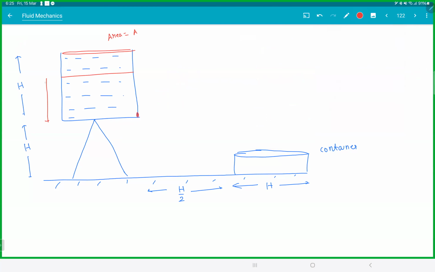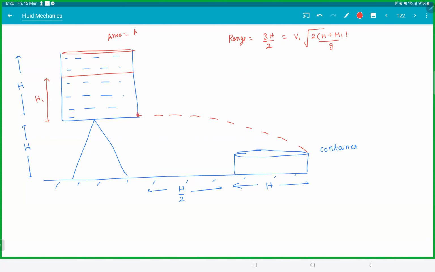So when the height is H1, the liquid goes and hits here. That means we are talking range is how much? 3h by 2. This should be equal to velocity v1 into the time of flight, which is root over 2 into h plus h1 by g. Agreed?